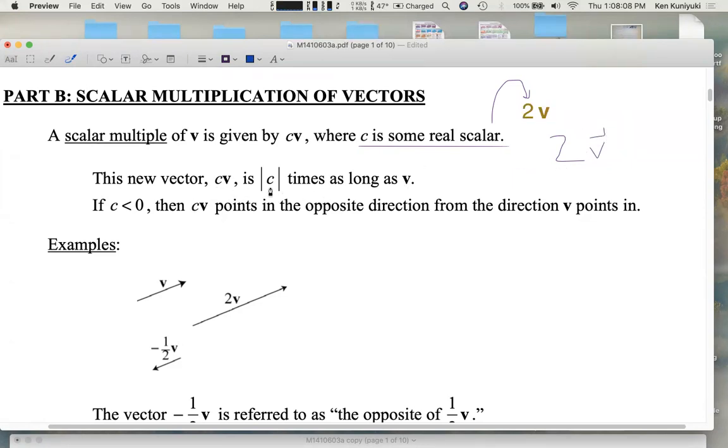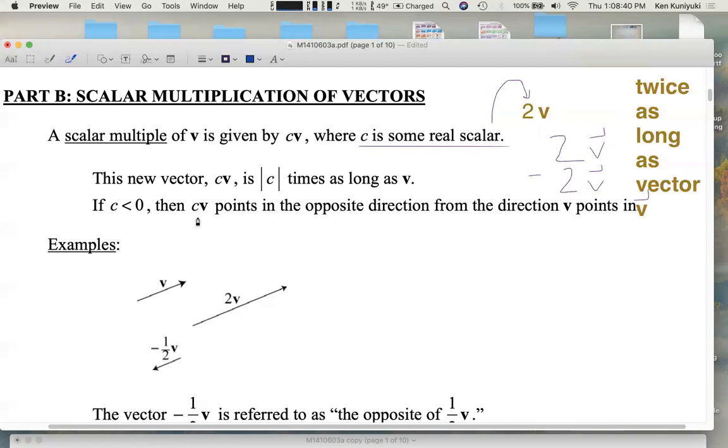Now, the length of this new vector will be the absolute value of c times as long as v. So for example, 2v will be twice as long as v, but also negative 2v will be twice as long as v. So both these vectors, 2v and negative 2v, will be twice as long as the original vector v. All right, I guess I'll put the half arrow on here.